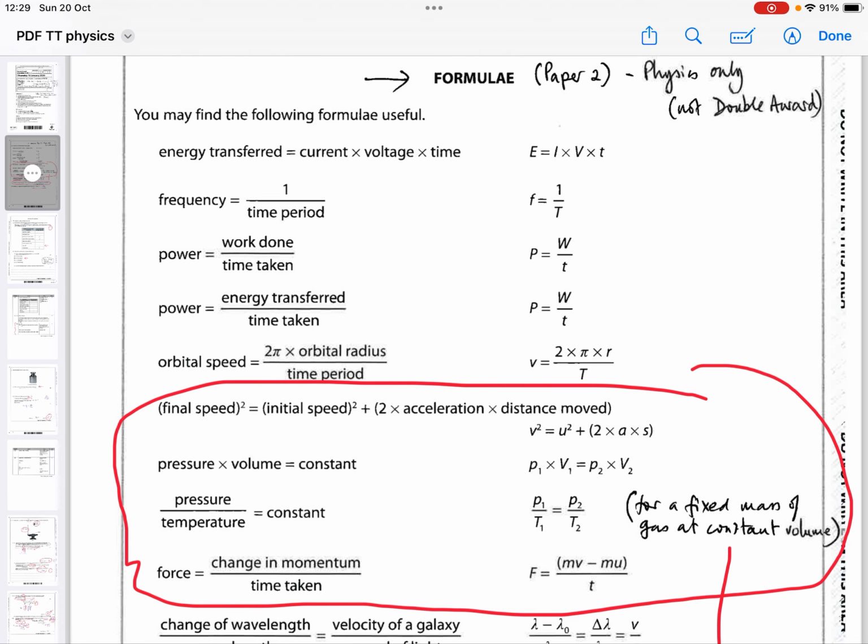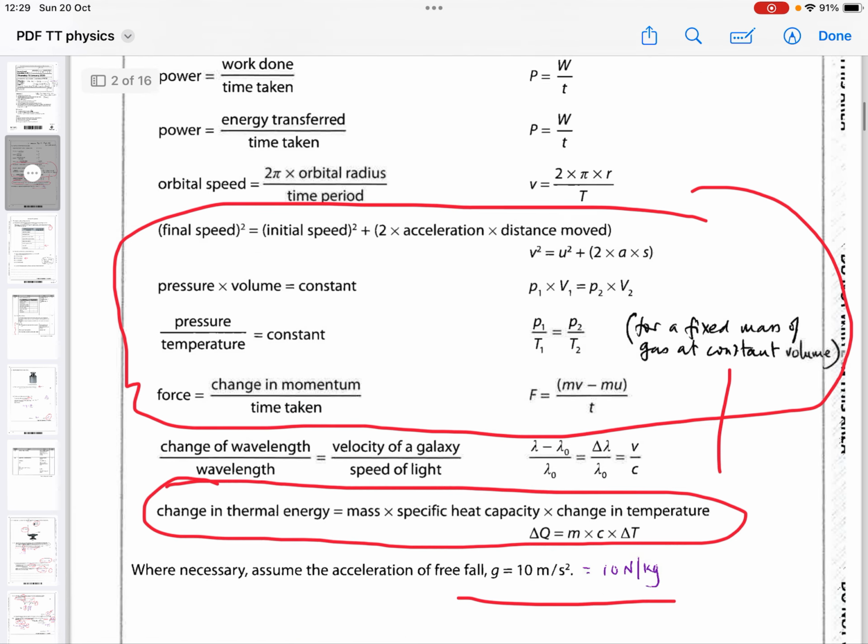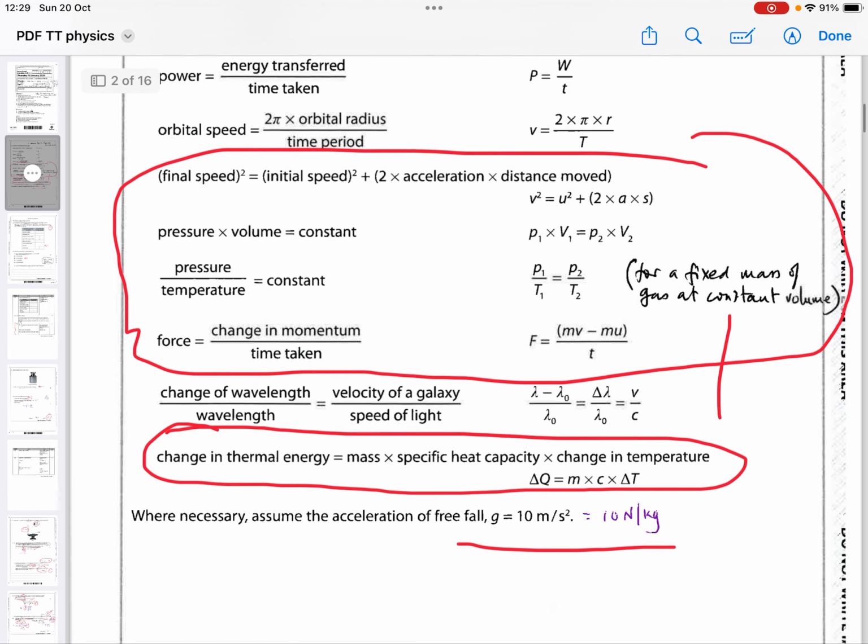So the first few you don't need for this paper. For units 4 and 5, you need the ones which I've circled in red, and you need to know specific heat capacity, and that gravity is 10 meters per second squared, which you can also use as 10 newtons per kilogram. So for Edexcel IGCSE, that's what we use.